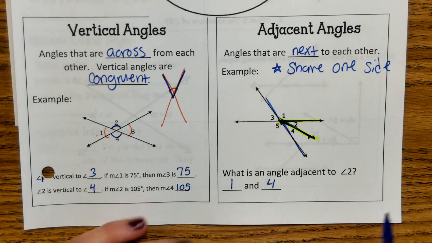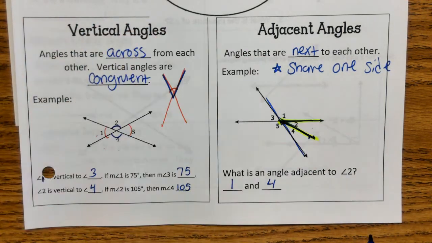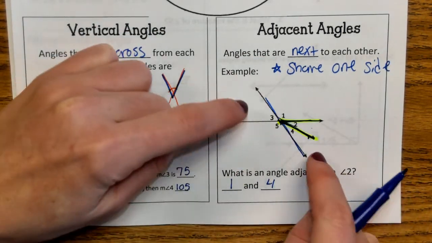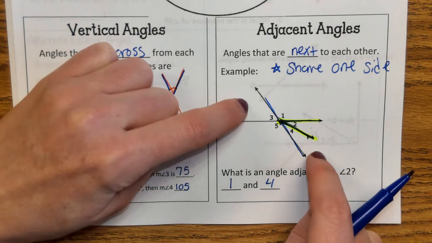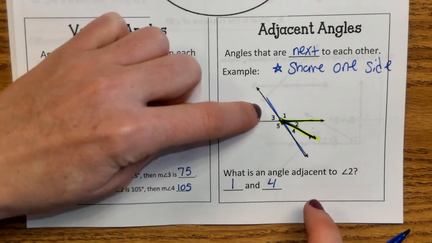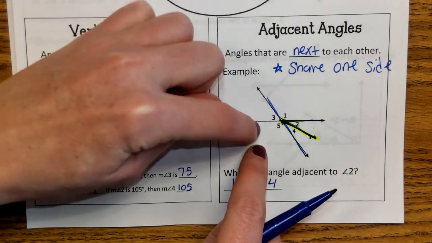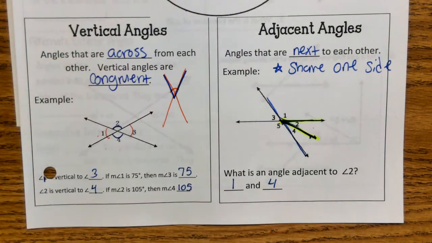What do you mean? Not all of them. 3 and 5 don't touch angle 2. 5 is adjacent to 3 and 4. It touches 3 and 4. 3 is adjacent to 1 and 5. These lines are part of angles 1 and 5.